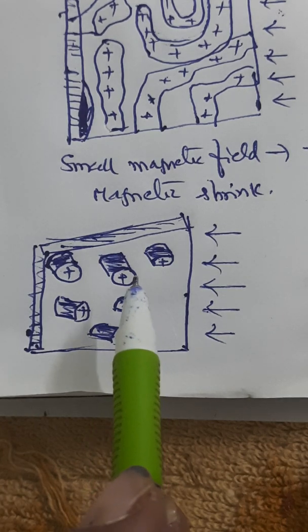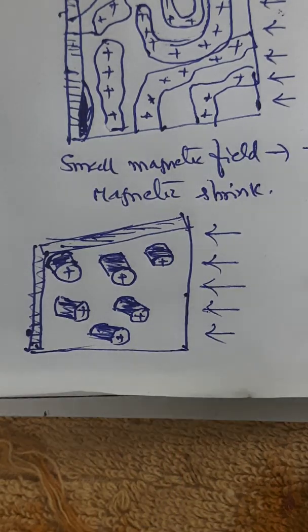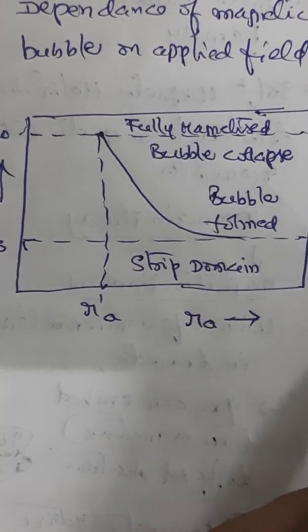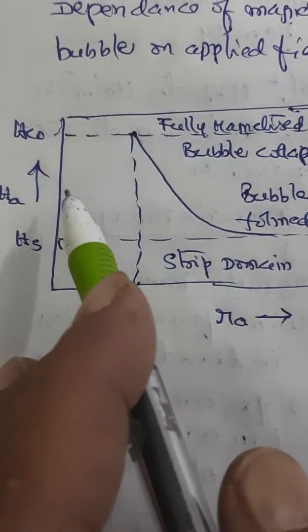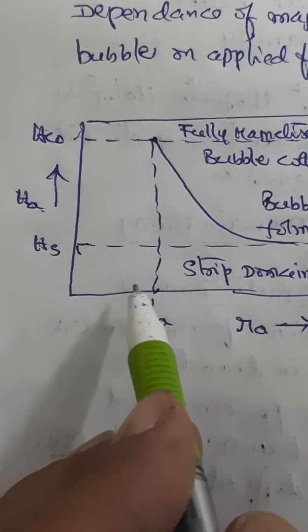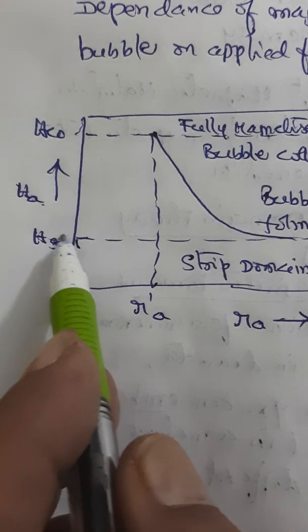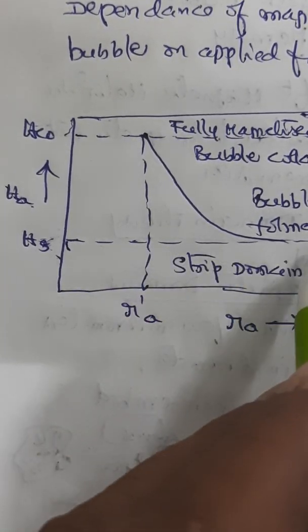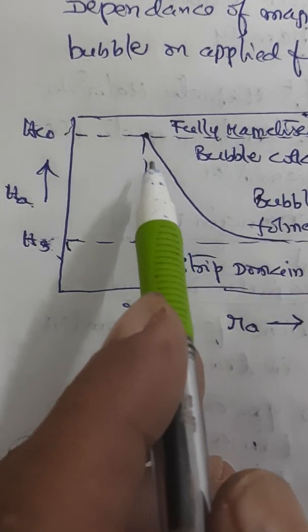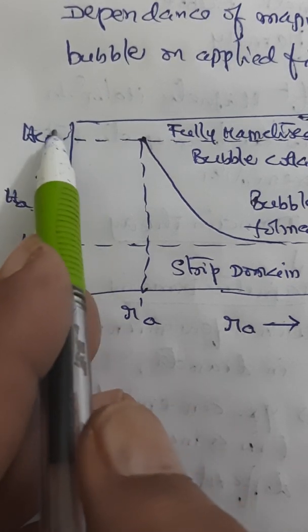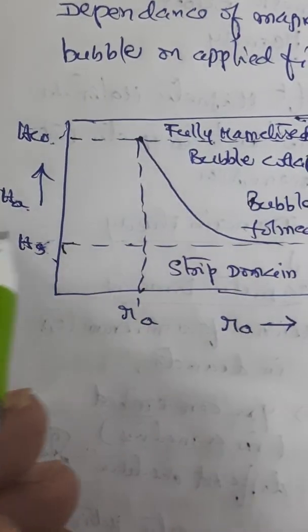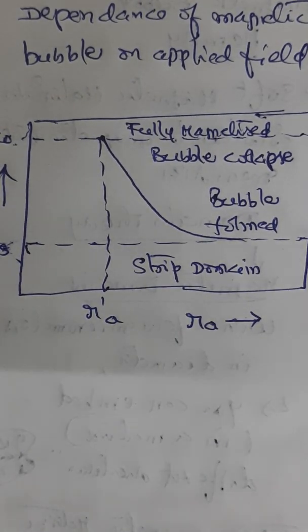Let us work out the dependence of the magnetic bubble on the applied field. It can be understood by taking the radius on one axis and the applied field on the other axis. This is the magnetic field intensity applied, where A stands for applied magnetic field. When the applied field crosses a certain saturated value, the magnetic domain changes into a magnetic strip, and hence the bubble radius decreases. The same extends to the magnetic field also. When the field exceeds a higher limit, magnetic bubbles collapse, and therefore the film becomes fully magnetized. This is how the dependence of the magnetic bubble on the applied field can be understood.